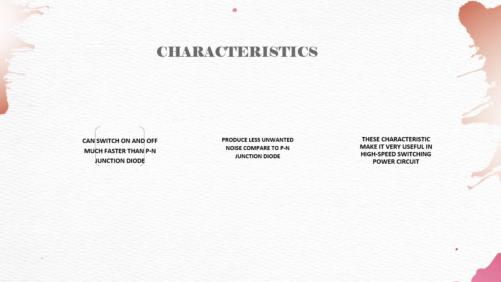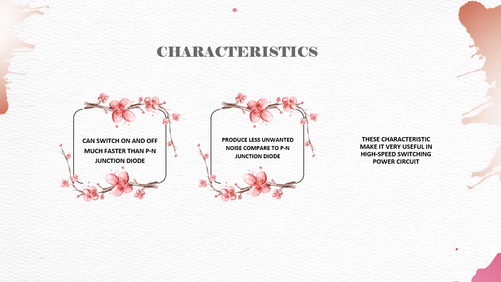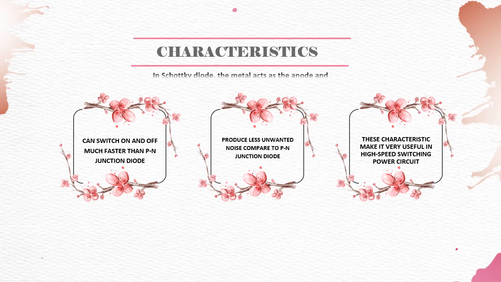Schottky barrier diode can switch on and off much faster than the PN junction diode, produce less unwanted noise compared to PN junction diode, and lastly, make it very useful in high-speed switching power circuit.